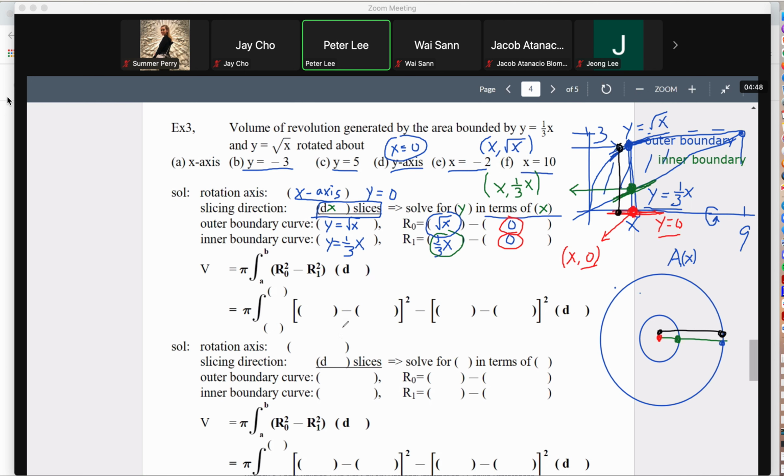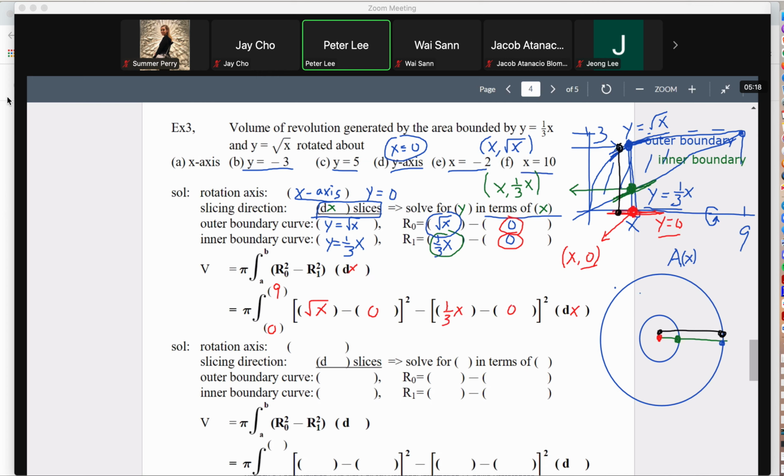So now we have what? The integral from where to where? The integral from 0 to 9. Again, the slicing direction is x, so everything has to be written in terms of x. The outer radius is square root of x minus 0, and the inner radius is 1/3 x minus 0.